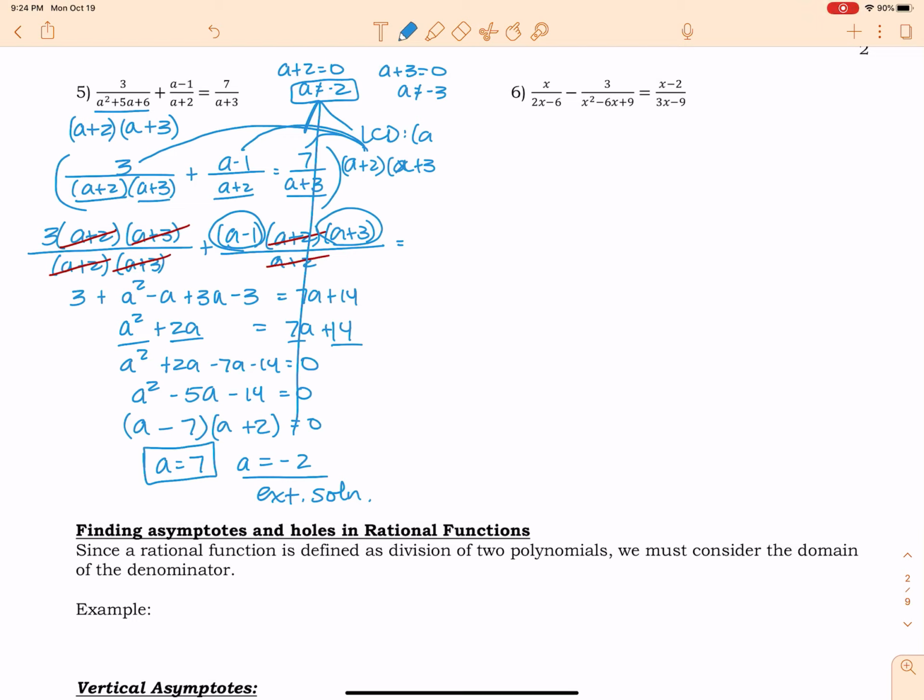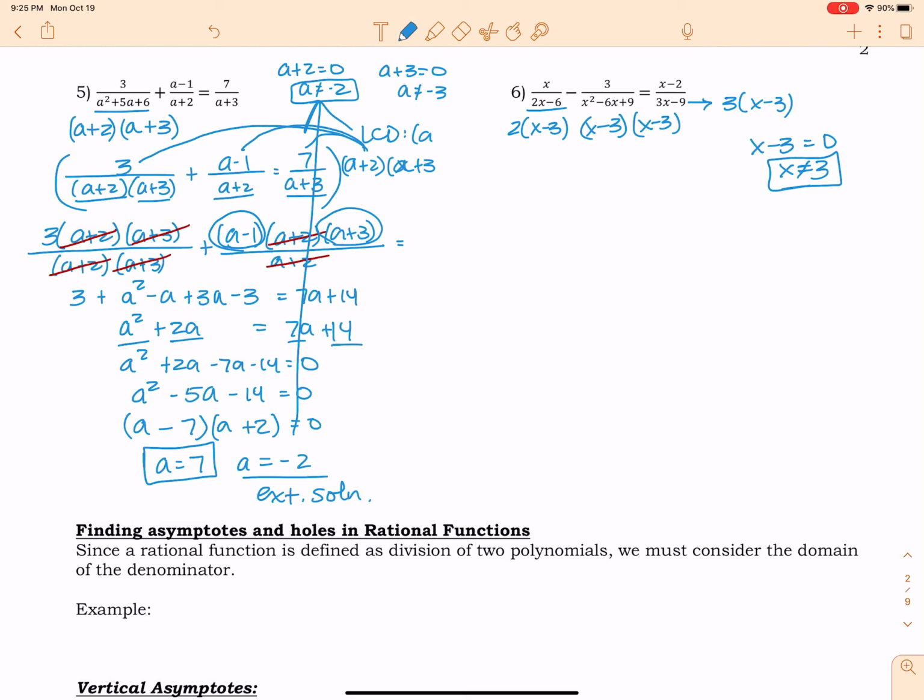Okay, so we're going to start by factoring everything that will factor. So 2x minus 6 will factor just like this. This will factor into two binomials. And this will factor into that. Okay, so domain restrictions, x minus 3 equals 0. So x can't be 3. That is our only restriction.